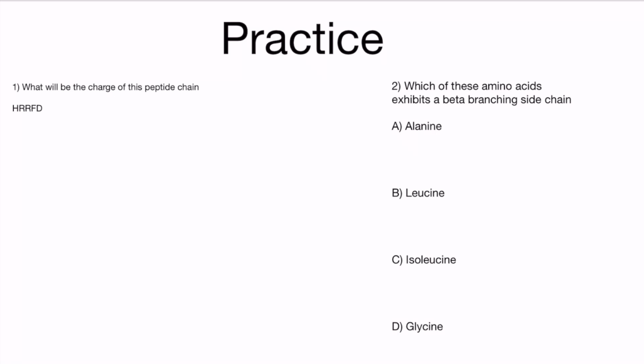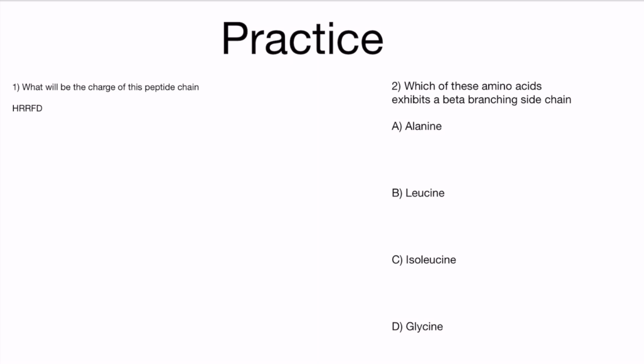So now I have 2 practice problems here. So for number 1, this is a typical kind of MCAT question. What will be the charge of this peptide? And it presents it in, each letter is the 1-letter abbreviation for the amino acid. So for problems like these, all we have to do is add up the charge associated with each amino acid. So we don't even really have to know the structure for this one.